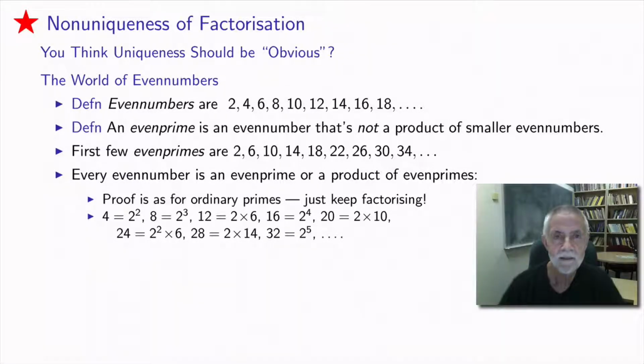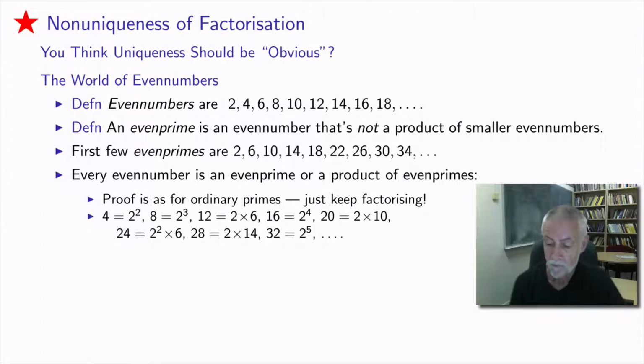It's common to think that uniqueness of prime factorizations is something which is obvious. And maybe this is because we're used to talking about the prime factors of a number. Now what I'd like to do is to show you a simple, similar situation where factorization is not unique. So consider the world of even numbers.